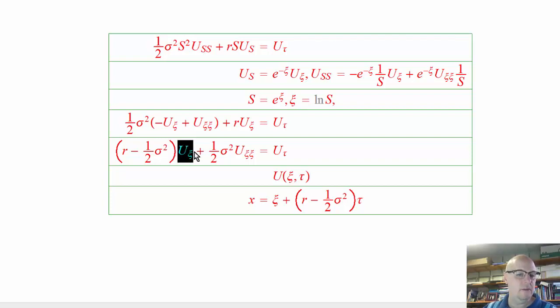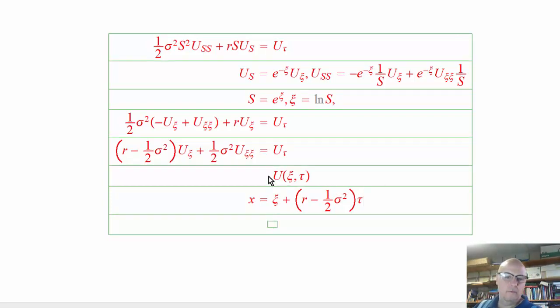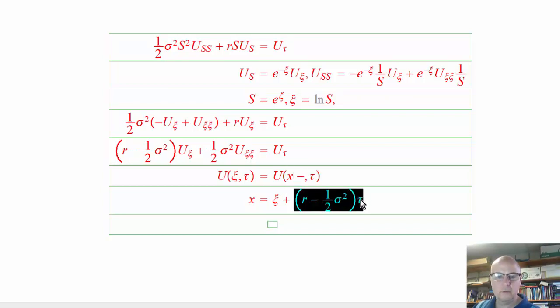We would read this as the derivative of u with respect to squiggle, but let's say the first argument, the derivative of u with respect to the first argument. And this would be the derivative of u with respect to the second argument. The next substitution I'm going to do is let x equal squiggle plus this bracket tau. What that means is that squiggle is equal to x minus that bracket tau.